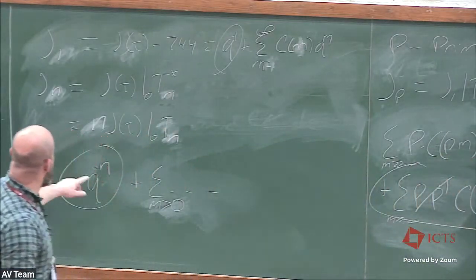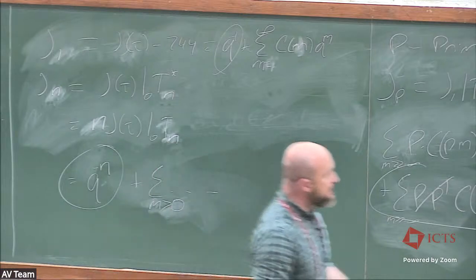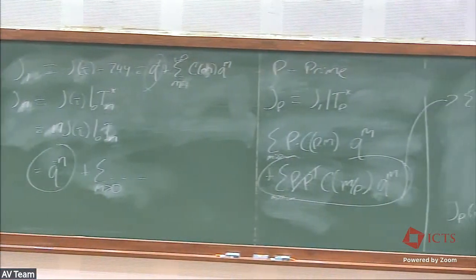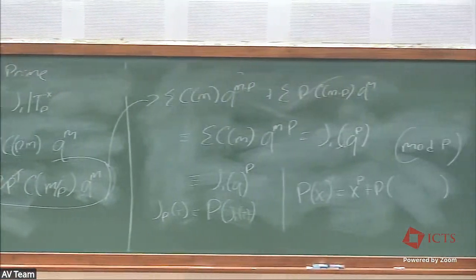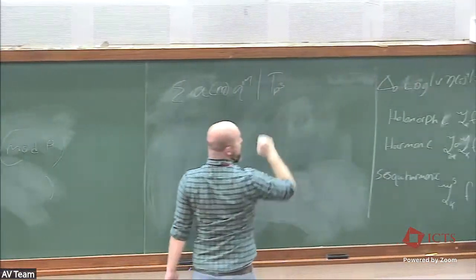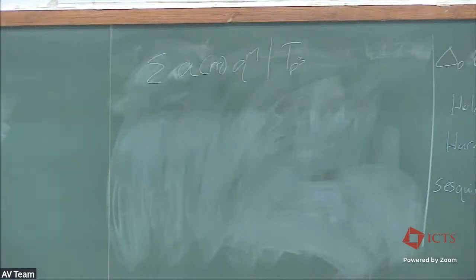So if n were the cube of a prime, let's look at that formula. That's a good thing to look at. So let's start with some kind of q series here, the sum of a(n) q^m, and let's act on this by T_{p^3}, something like this.